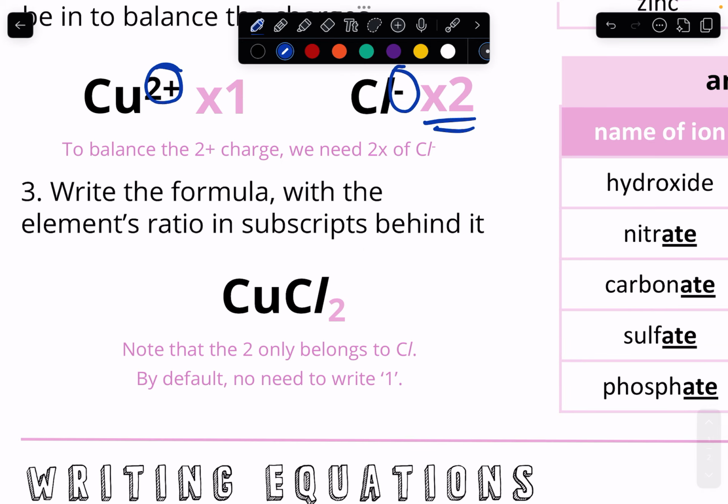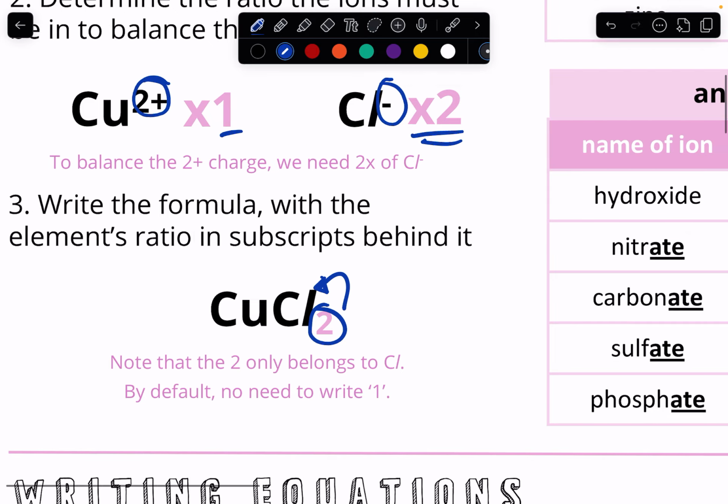So let's write the formula by writing the elements' ratio in subscripts behind it. So we know that the ratio is 1:2. So there is an invisible 1 here that doesn't need to be written because it's the default. If there's no number following it, we take it as there's only 1. And for chlorine or chloride ion, because there are 2 chloride ions per Cu2+, I need to put a 2 behind Cl, not in front. So this 2 only belongs to Cl.